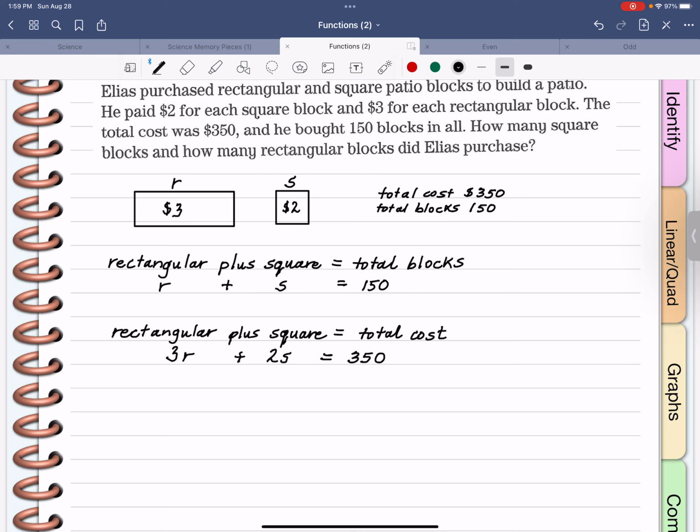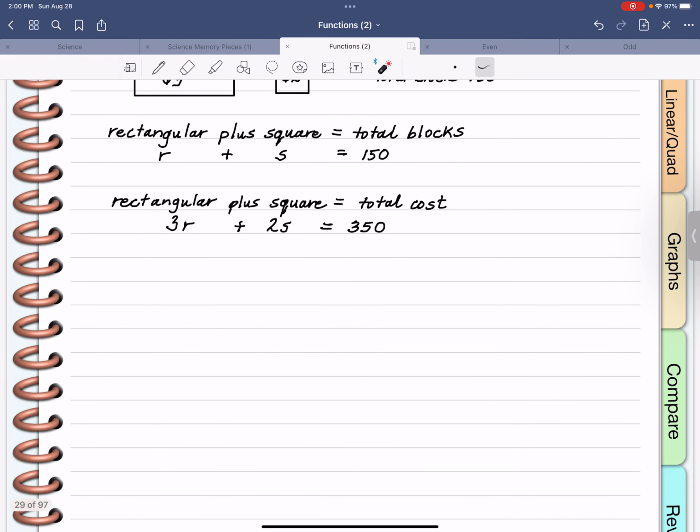Now, if they were both the same shape, I could just combine these two and solve. But they're not. We can't mix rectangles and squares. We have to account for them separately. So here's your system of equations. The first equation is R plus S is 150. And then the second one is 3 times R plus 2 times S is 350. And we need to solve this to find the solution.